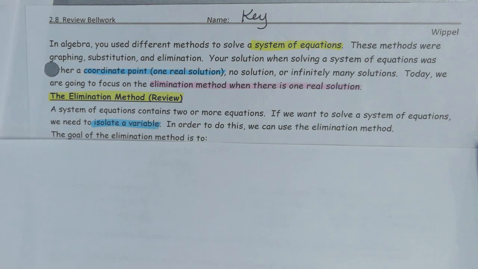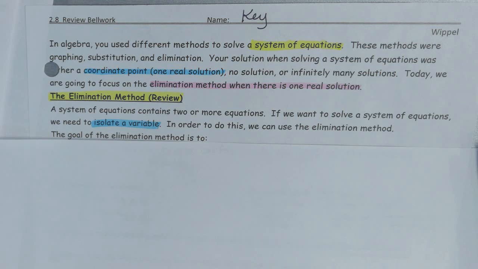A system of equations, that just means you have more than one equation, okay? So sometimes there's two, later we're going to deal with three. And if we want to solve a system, the goal is isolating the variable. And today we're going to focus on elimination to isolate that variable.